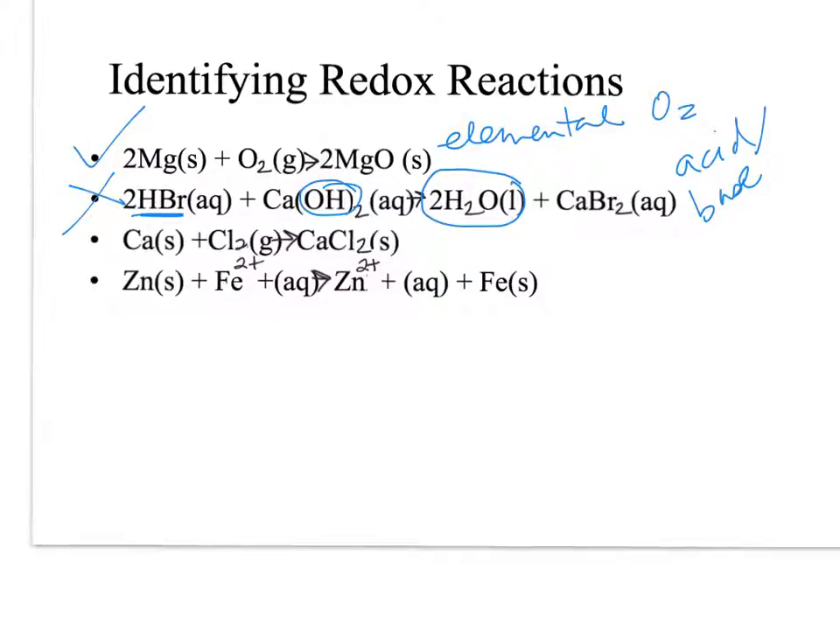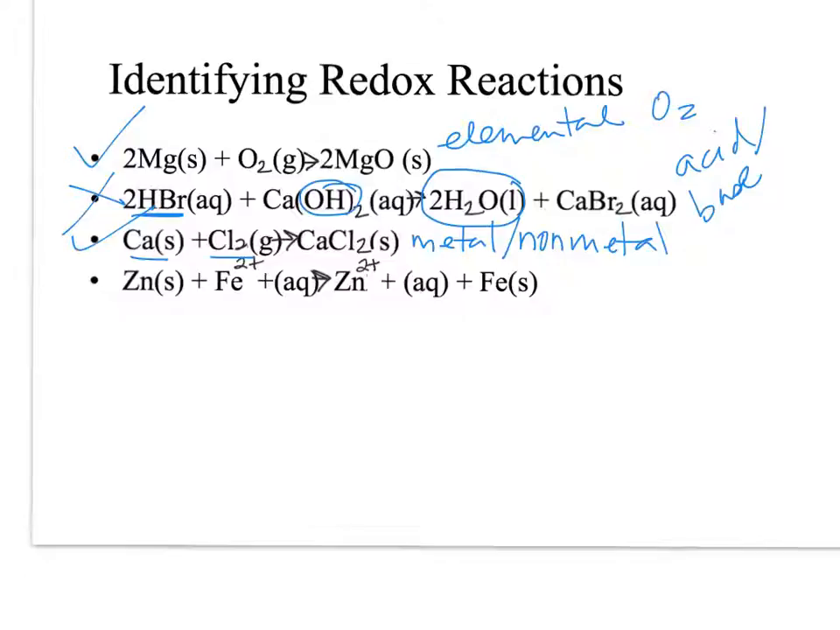My next one, I have calcium coming together with chlorine. Calcium is a metal, chlorine is a nonmetal. Because we have a metal and a nonmetal, that's another example of a redox reaction. So this one I'm going to identify as a redox reaction. And then the last one, I have zinc and iron coming together.